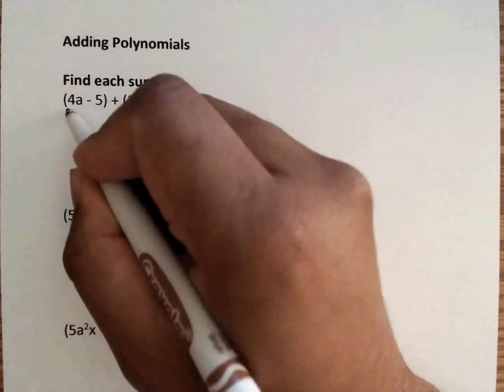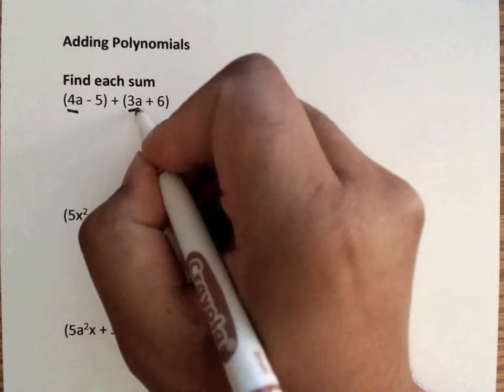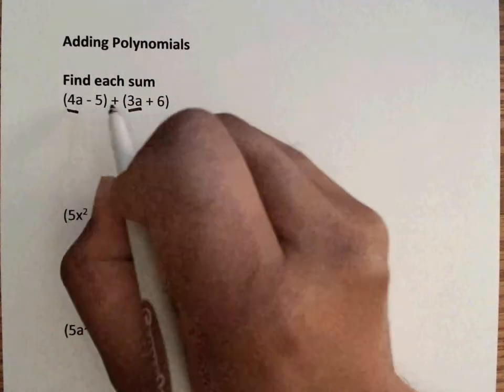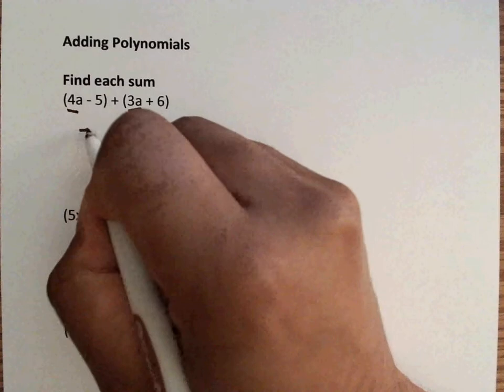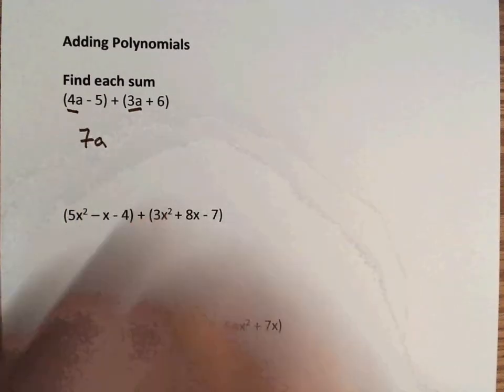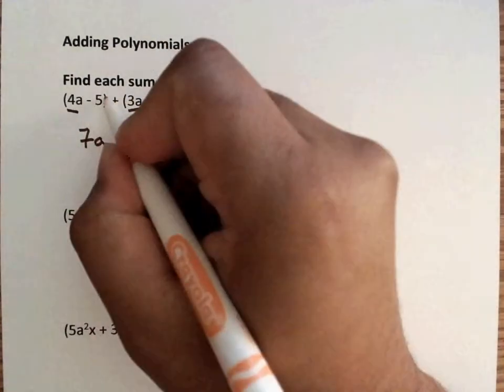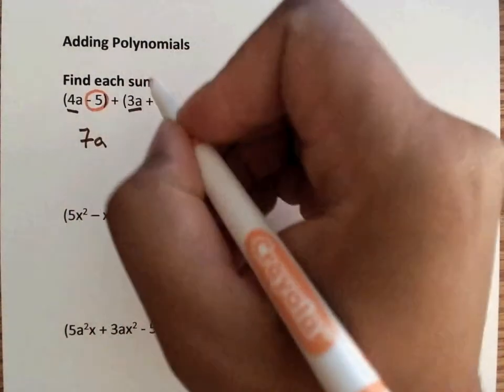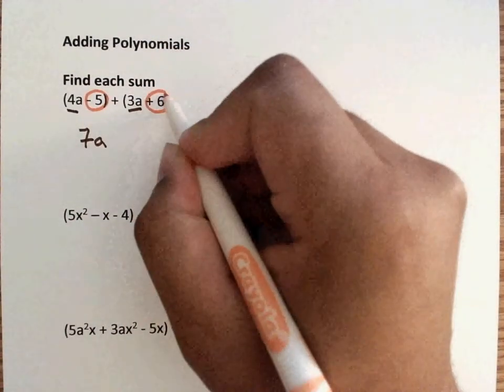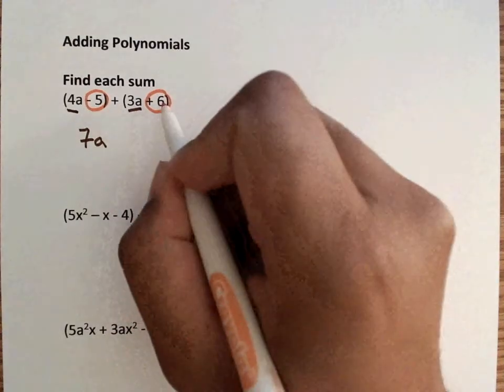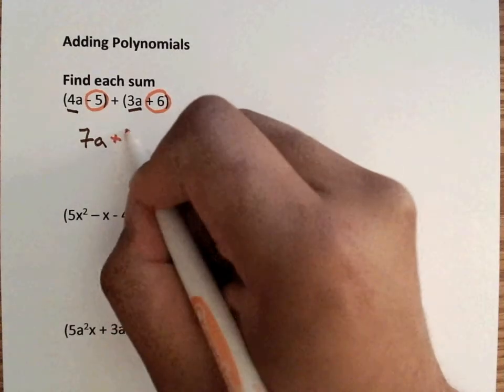So we have a 4a and we have a 3a. So 4a plus 3a is 7a. And then we look at our other like term. We have a negative 5 and we have a positive 6. And negative 5 plus 6 is a positive 1.